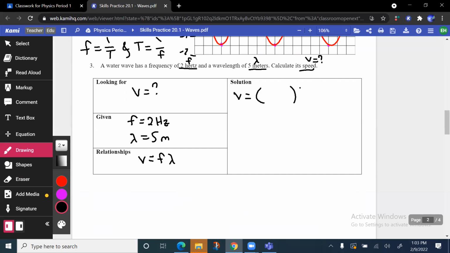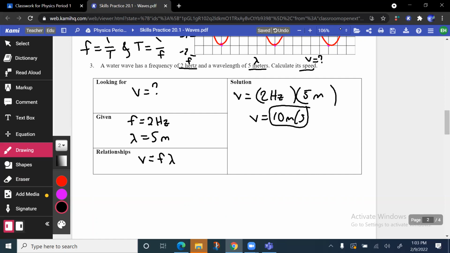For this one, it's a straightforward plug and chug because we're already solved for speed. It's just a matter of plugging in for that. So we're going to plug in 2 hertz for frequency and 5 meters for distance, and we are looking at 10 meters per second.